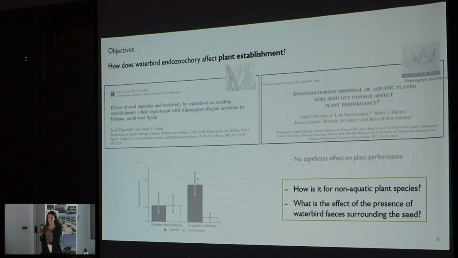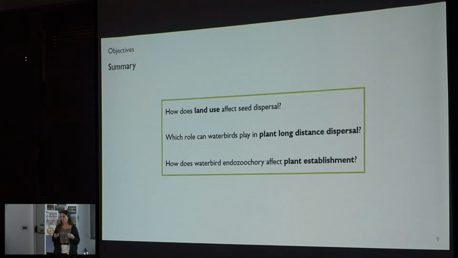So we would like to see how it is for non-aquatic plant species, and also what is the effect of the presence of waterbird feces surrounding the seeds on plant establishment. So in short, a summary of the topics that I would like to address with my thesis is how land use affects seed dispersal, which role waterbirds can play in plant long-distance dispersal, and how waterbird endozoochory affects plant establishment.